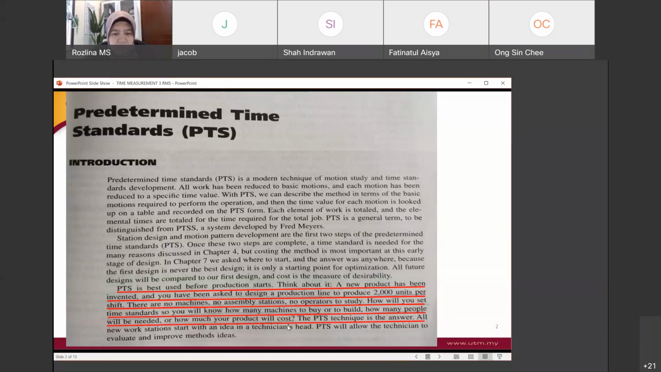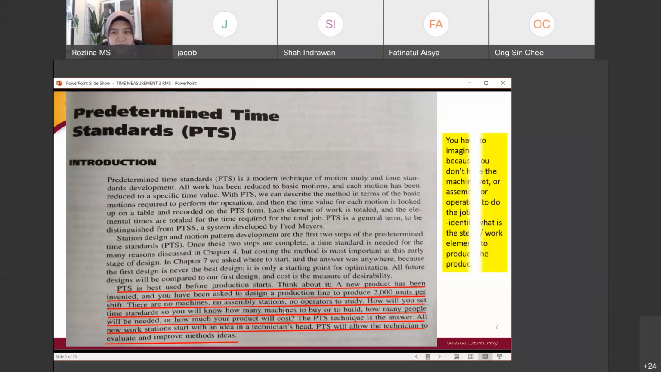So in this case, the PTS technique is the answer. Everything starts with an idea in a technician's head. PTS will allow the technician to evaluate and improve method ideas. So what happens is you have to imagine, because you don't have the machine, assembly or operators to do the job yet. That means you have to identify the steps and the work elements involved to produce the product.